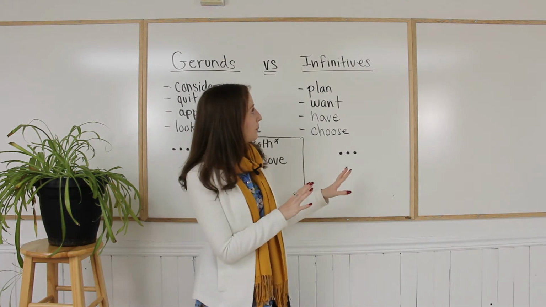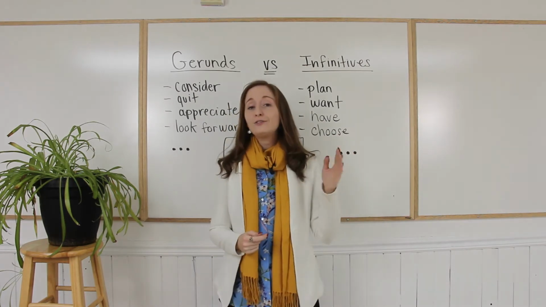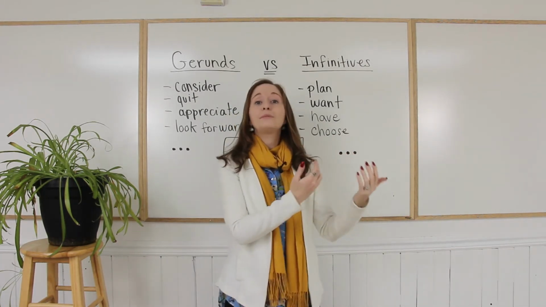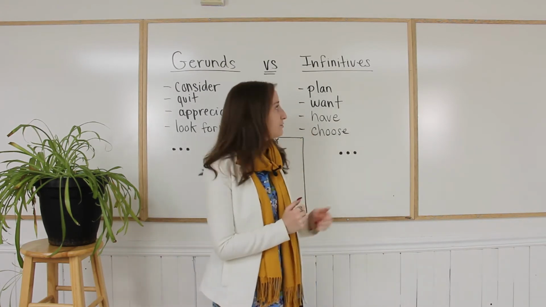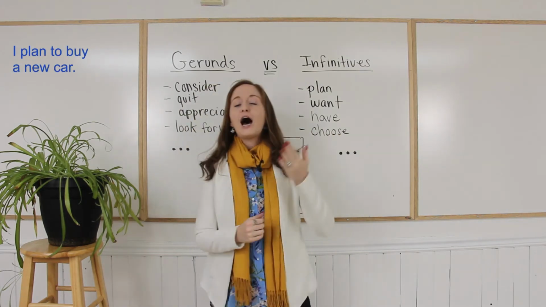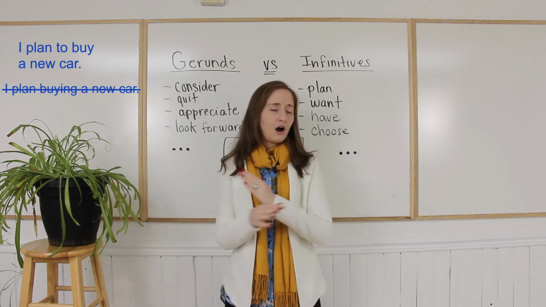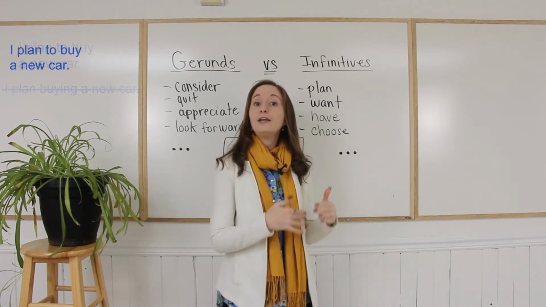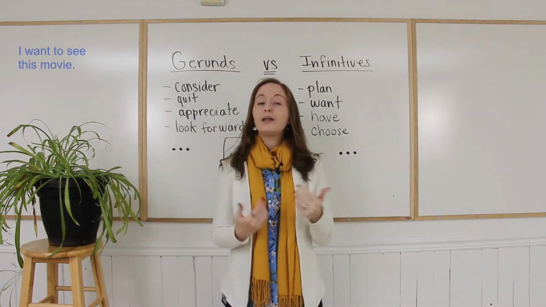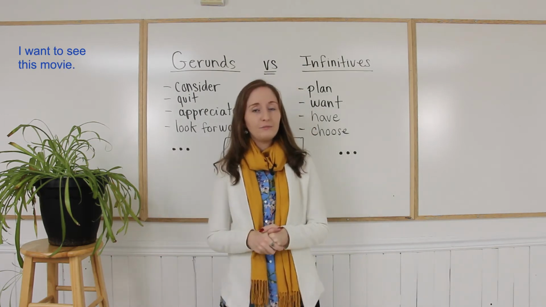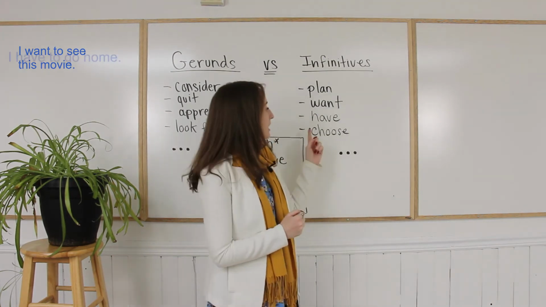The second category that we have here, infinitives. So again, there are certain verbs in English where you have to use an infinitive to complete your verb. So some of them it's just a gerund, some of them it's just an infinitive. For example, the verb plan. I plan to buy a new car. I plan buying a new car doesn't exist in English. I plan to buy with an infinitive. Want, for example, I want to see this movie. To see is my infinitive. I want to see.